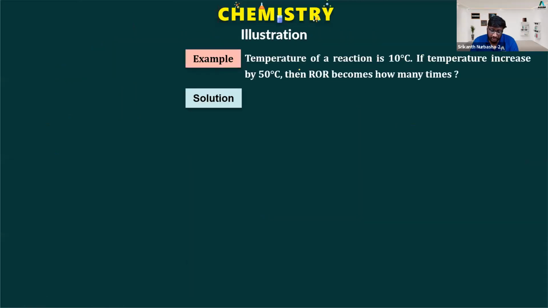Try to solve this question. Temperature of reaction is 10 degrees. If the temperature increases by 50 degrees, then rate of reaction becomes how many times?